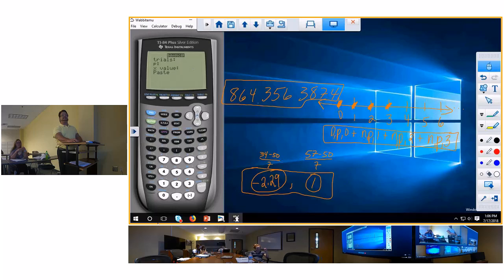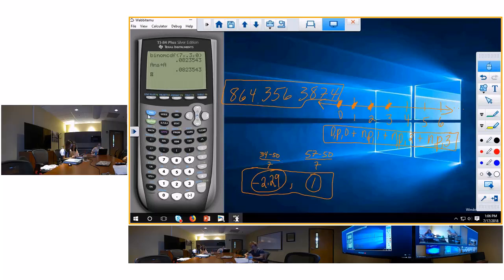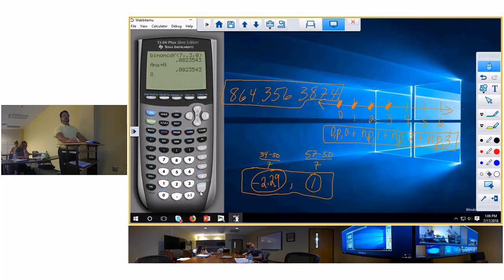Trials. How many trials was it? I've got to pull the problem back up. So 7 trials. And P is what? 0.3. And the X value is 0. And enter. And enter. And I'm going to store it as alpha A, using math. And I'm going to pull up second. I'm going to try this and see what it does.